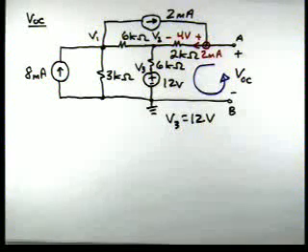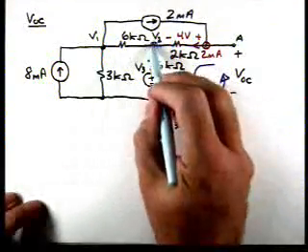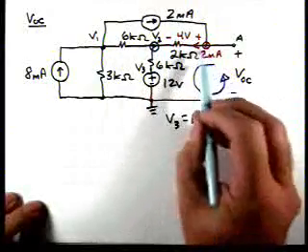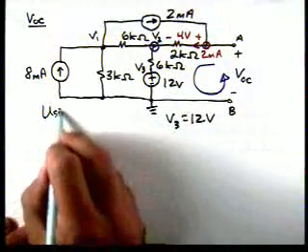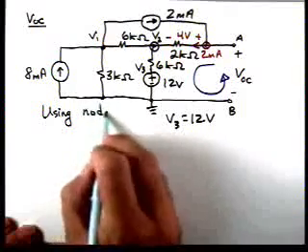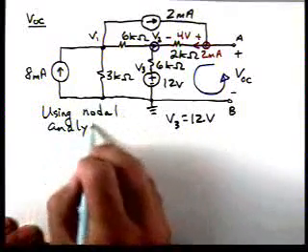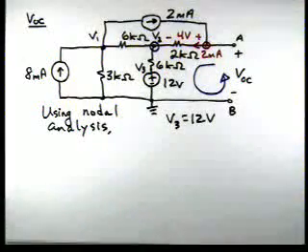Then once we have V2, when we have the open circuit, let's apply nodal analysis to this problem. And the reason we'll do that is once we find the voltage V2, the open circuit is 4 volts plus V2. So using nodal analysis, we're going to have 2 equations.